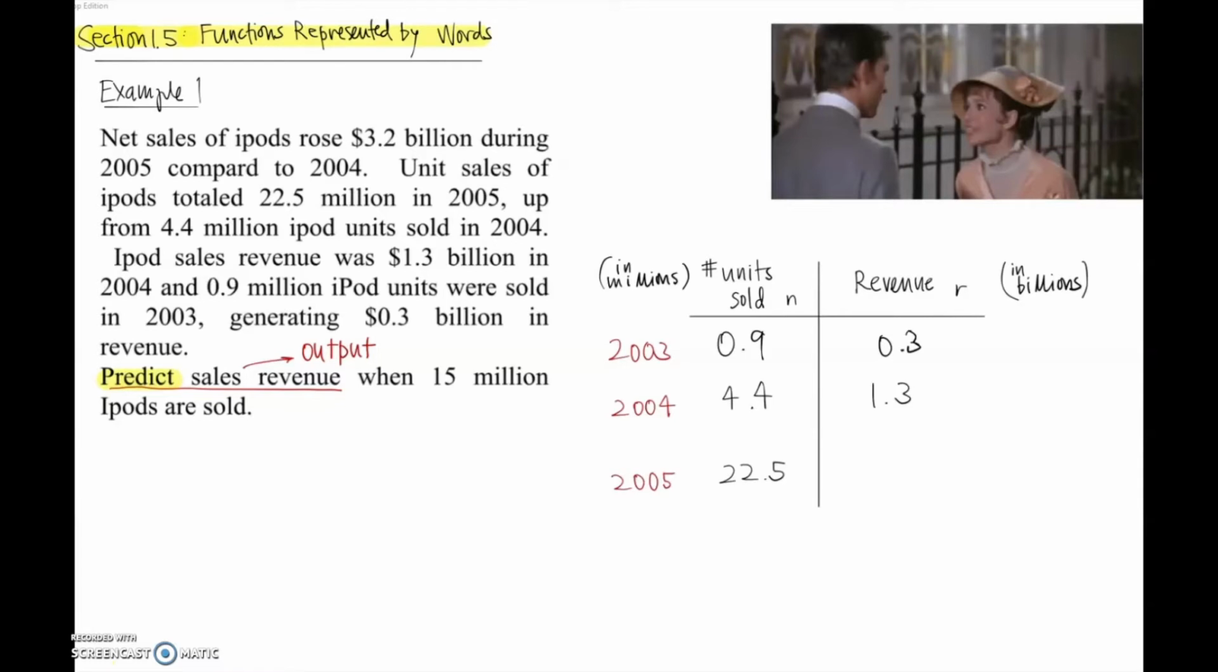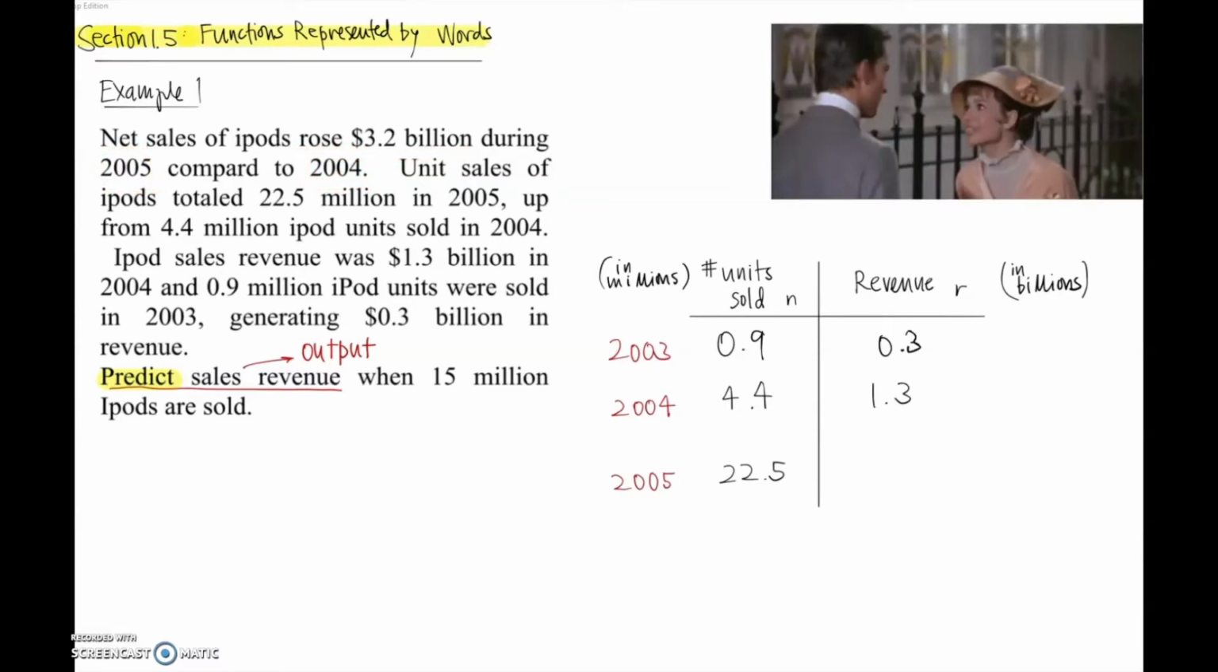Okay, we've used all the information from these two sentences. We need to go back and pick up what was going on in that first sentence. Net sales of iPods rose $3.2 billion during 2005 compared to 2004. So whatever the net sales revenue of iPods was in 2004, in 2005 it was $3.2 billion greater.